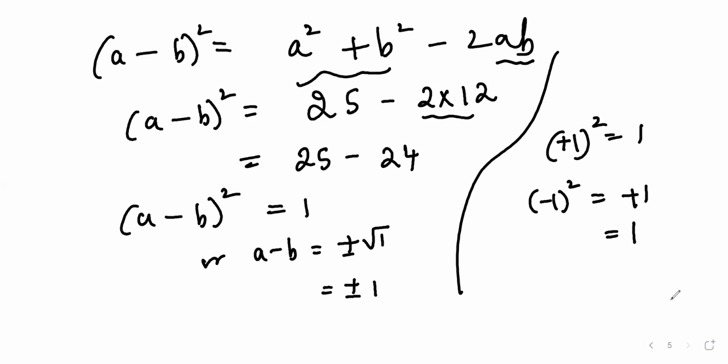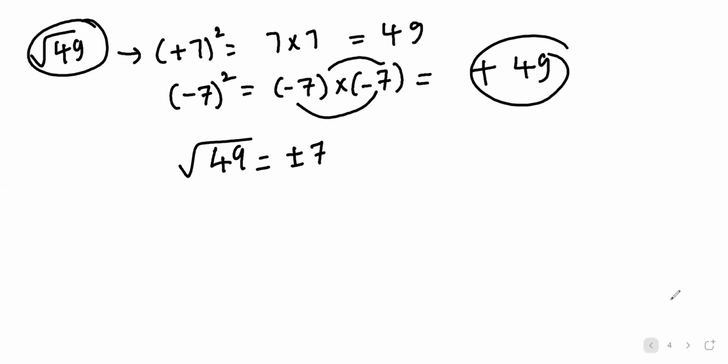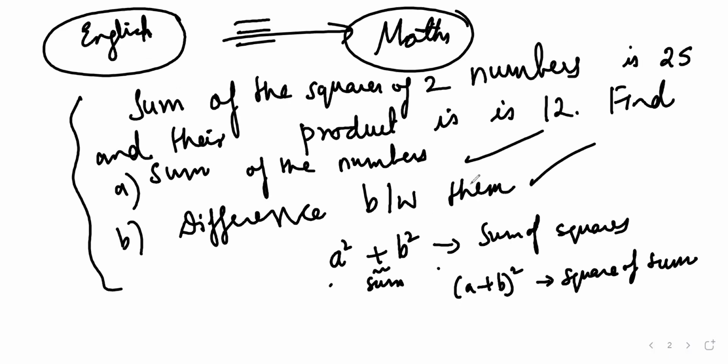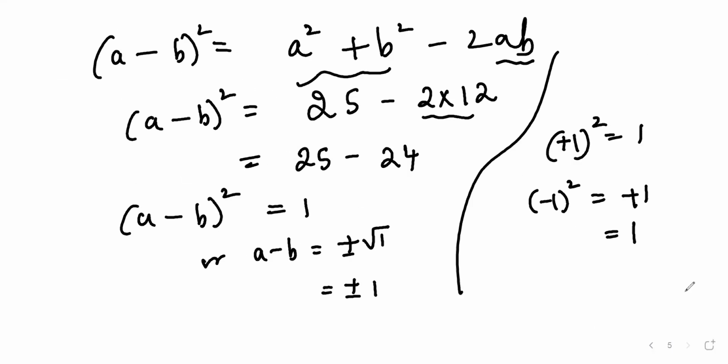Now they didn't ask you for the numbers. They didn't ask you to find what is a, or what is b. Be precise, go with the question. It is to find the sum of the two numbers, that is a plus b. We have found that. And what is the difference between them? That also has been computed. So you need to be careful here. But if you want, you can go a step ahead.